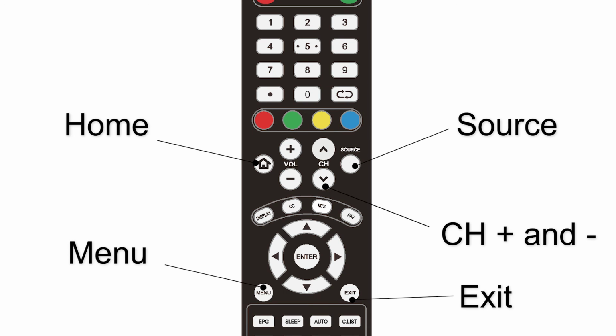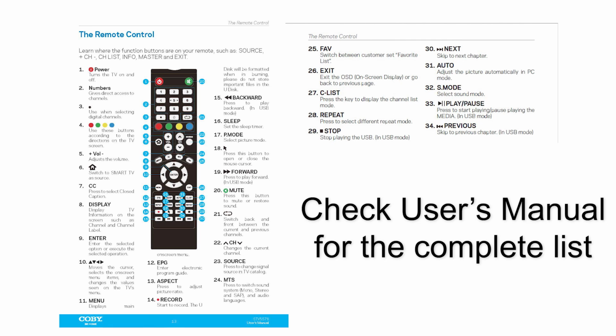Learn where the function buttons are on the remote, such as Home, Menu, Source, plus and minus channels, and Exit. For the complete list of functions, kindly check your user's manual.